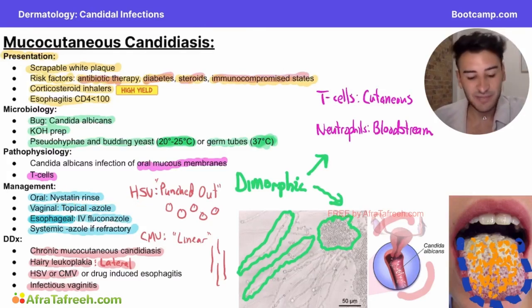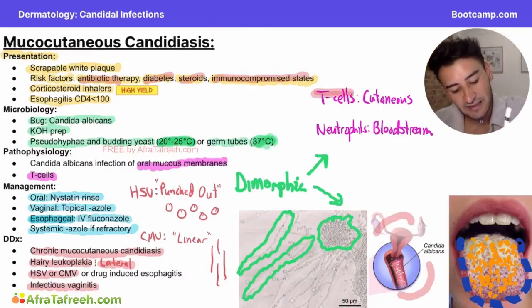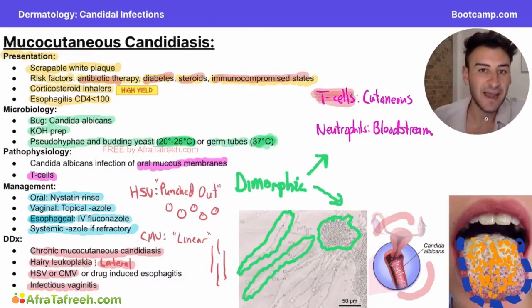And what happens in these people is they actually have a defect in their T cells, specifically AIRE genes of the T cells. And these T cells are not able to defend properly against candidal infections. And so these people get chronic candidiasis infections despite no risk factors that we can identify.